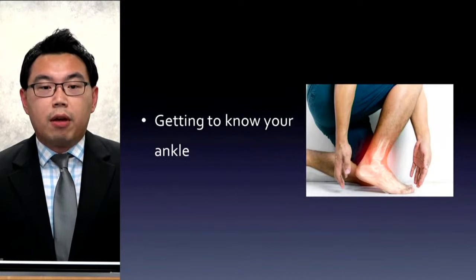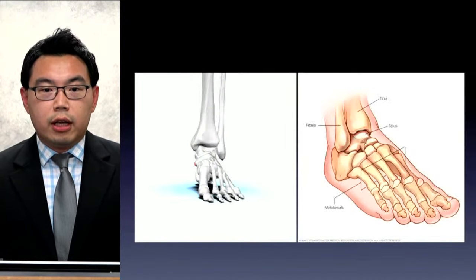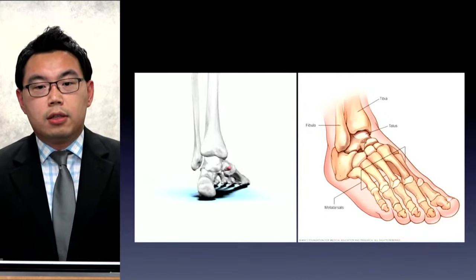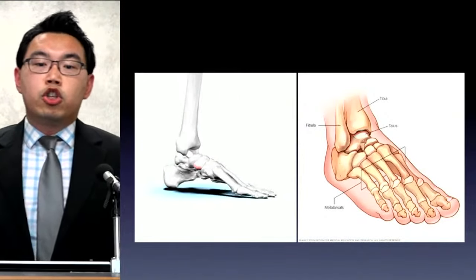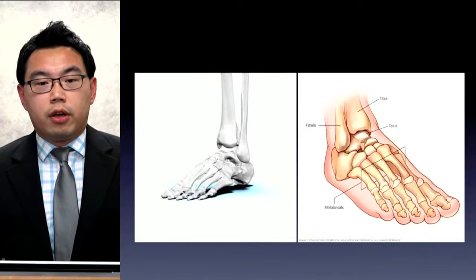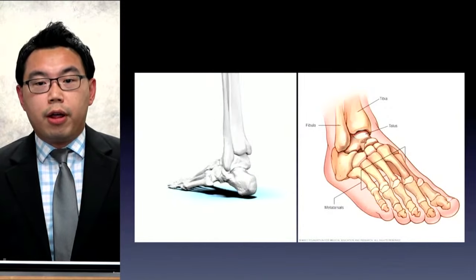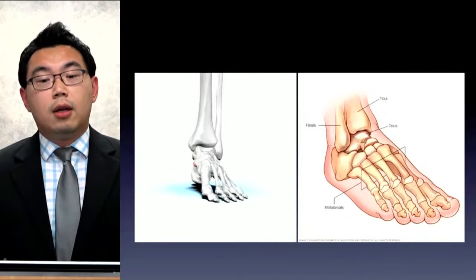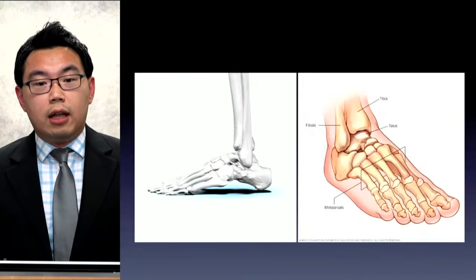So let's dive into what the ankle is all about. I just want to introduce the nature and basic anatomy of the ankle. Firstly, this is what the ankle looks like from a bone perspective. You can see the ankle is a hinge joint formed by three bones, two bones in your leg, which is the tibia and the fibula, and one bone in your foot, which is the talus.